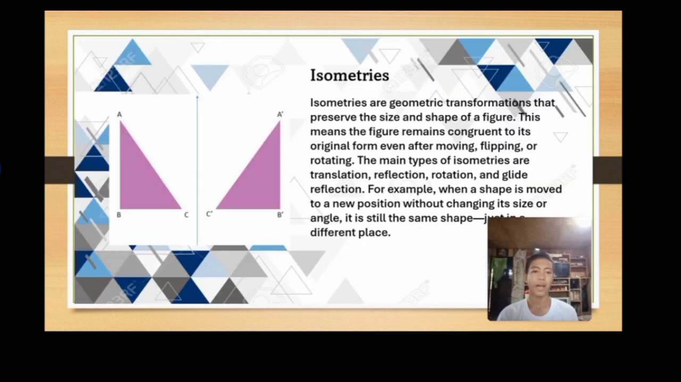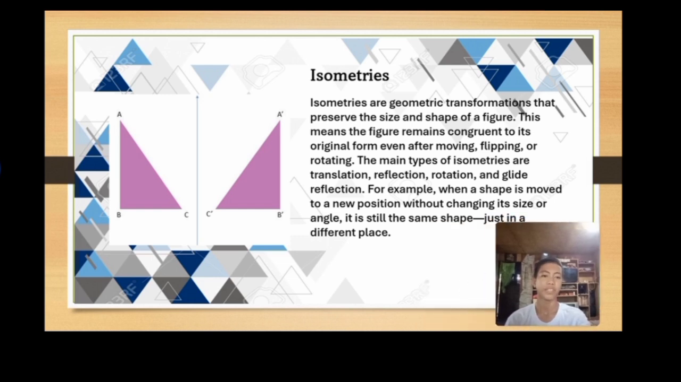Isometries. Isometries are geometric transformations that preserve the size and shape of a figure. This means the figure remains congruent to its original form even after moving, flipping, or rotating. The main types of isometries are translation, reflection, rotation, and glide reflection. For example, when a shape is moved to a new position without changing its size or angles, it is still the same shape, just in a different place.